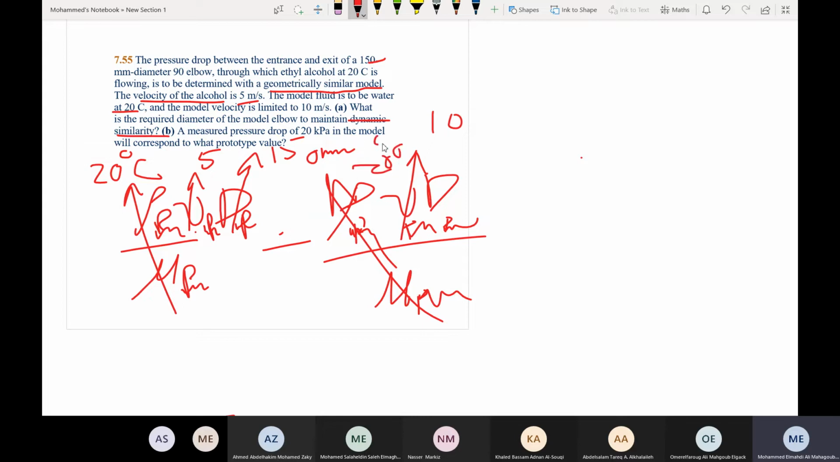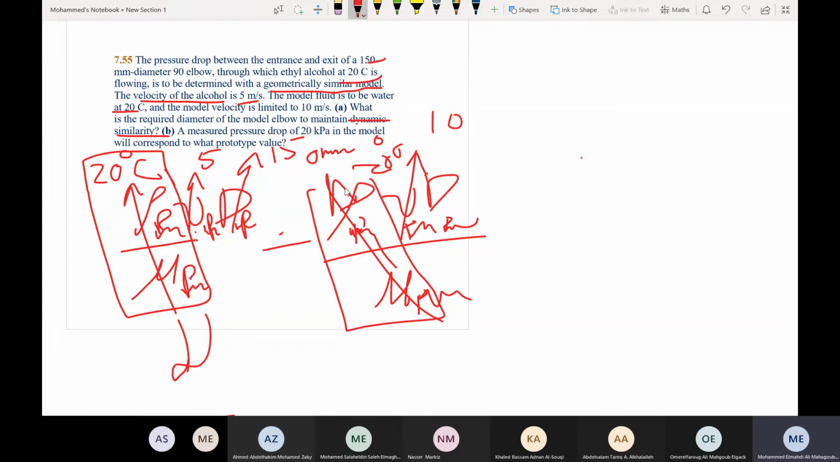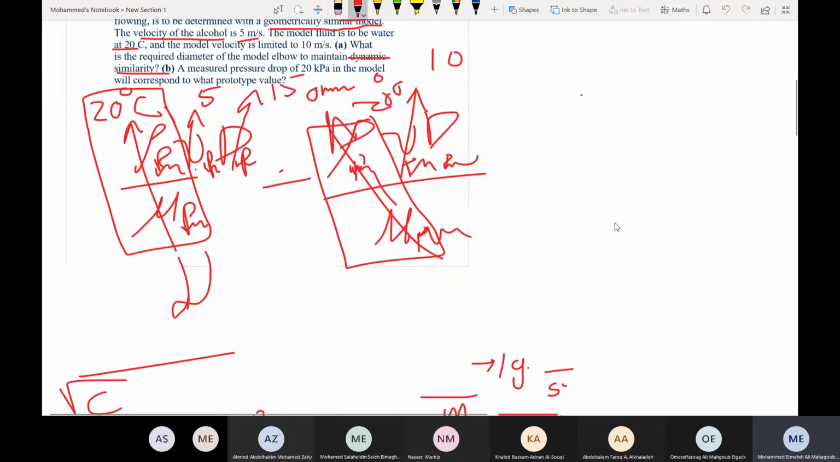So just help me. Can one of you look up the mu? We can do them together in the new. One of you look up the nu of the ethyl alcohol at 20 degrees Celsius, and one look up the nu for the water at 20 degrees Celsius, while we rearrange to find the diameter.